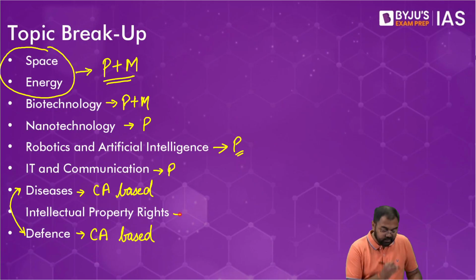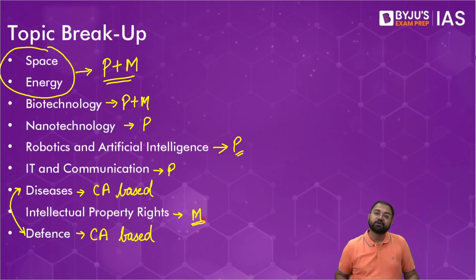And then intellectual property rights is a chapter which is primarily important for your mains examination, but sometimes questions can come in prelims also, they have come. But you have to understand that this is a basic understanding of all the topics, and these are the chapters that we are going to discuss in your entire segment of science and technology in the coming few lectures.